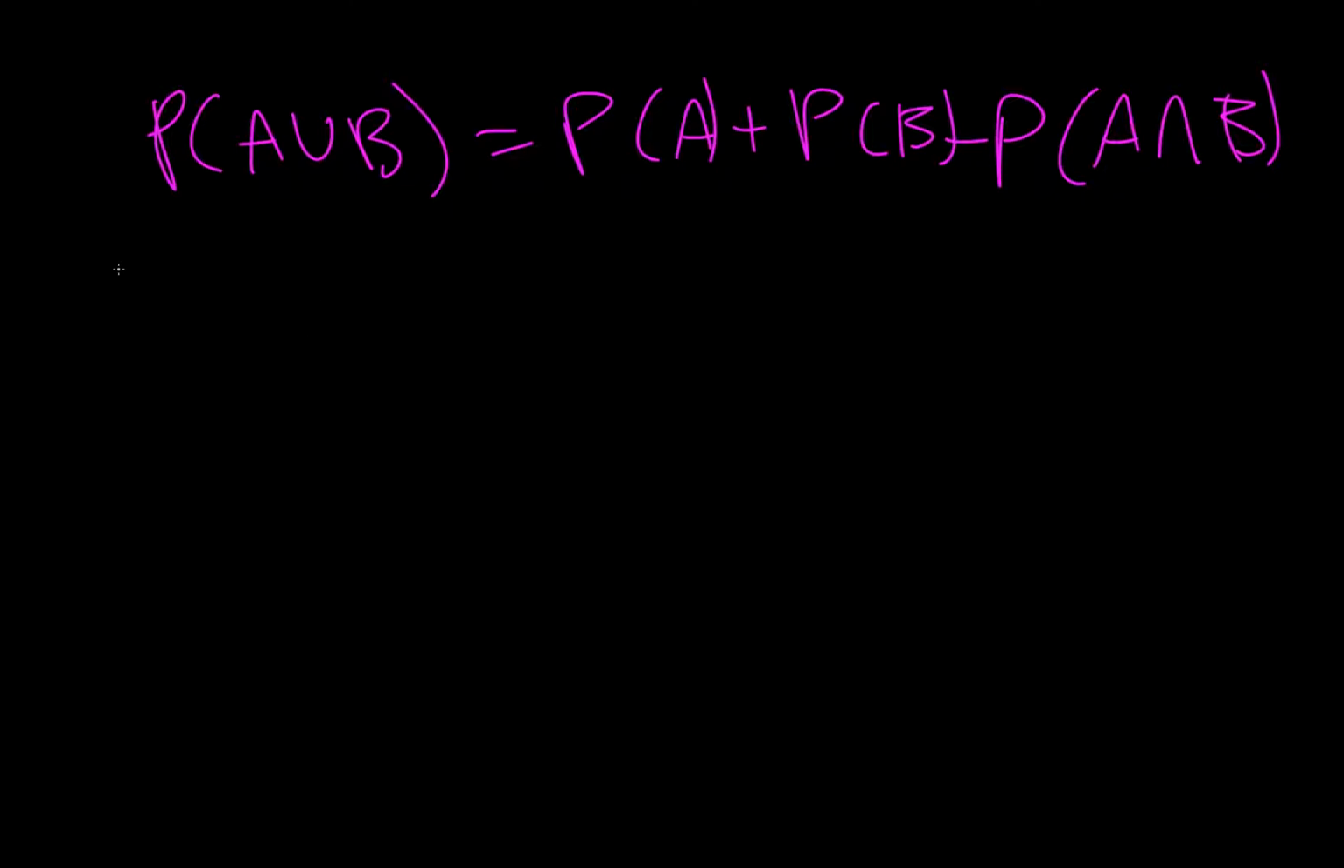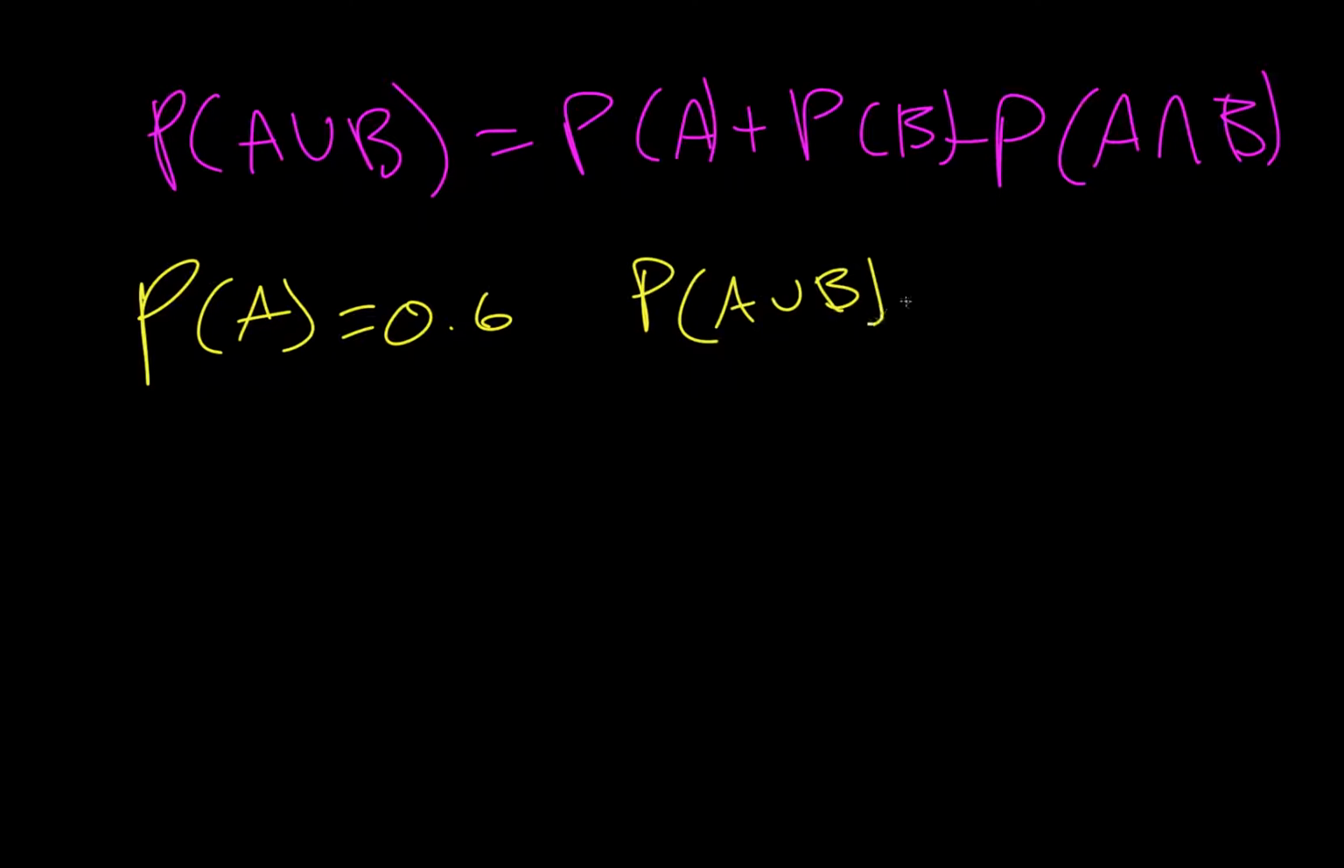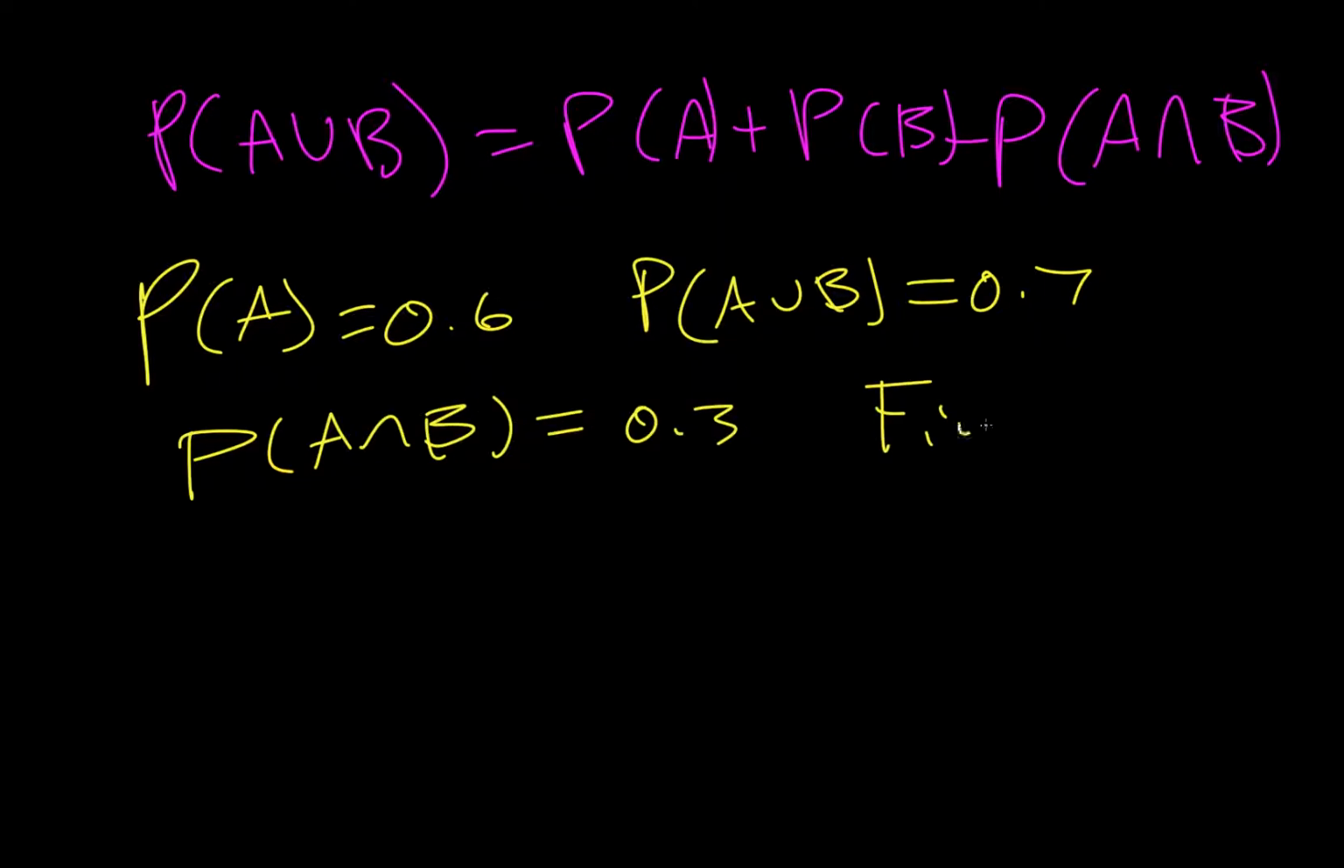Okay, so let's start with example number 12. And we're given probability of A is equal to 0.6. Probability of A union B is 0.7. And the intersection is 0.3, and then we need to find probability of B.